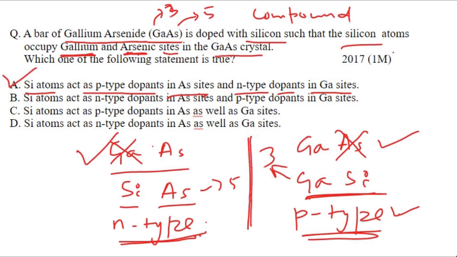So you need to form a column so that it becomes easier to visualize the options and we will not make any mistake. So no need to see further options. Our option A is our correct answer.